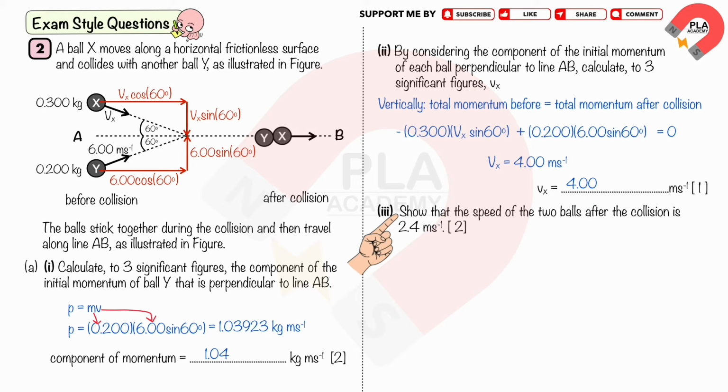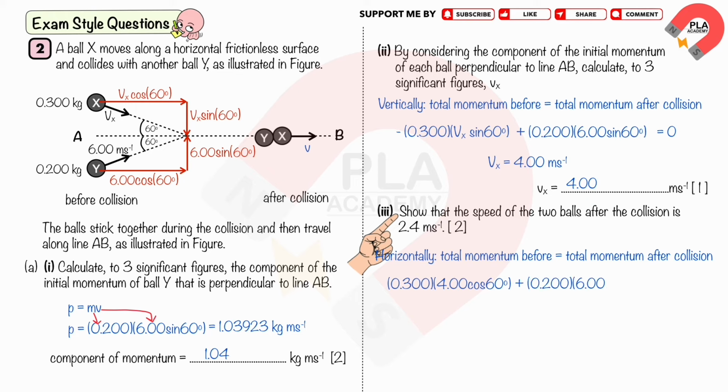3. Show that the speed of the 2 balls after the collision is 2.4 meters per second. We give the speed of the 2 balls after the collision as v. Horizontally, the total momentum is conserved. Horizontal momentum of ball X before the collision equals 0.300 times Vx cos 60 degrees. Horizontal momentum of ball Y before the collision equals 0.200 times 6.00 cos 60 degrees. Horizontal momentum of the 2 balls after the collision equals 0.500 times v. We get the speed v equals 2.4 meters per second. This is shown.